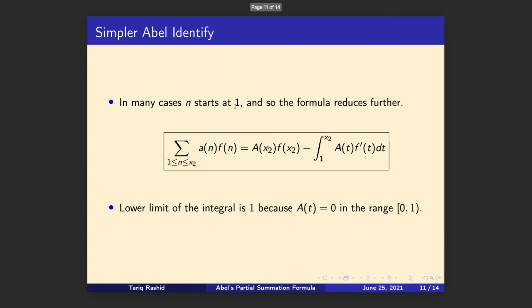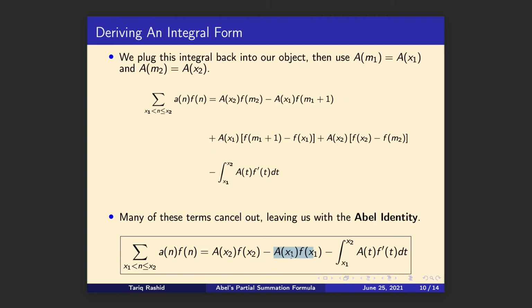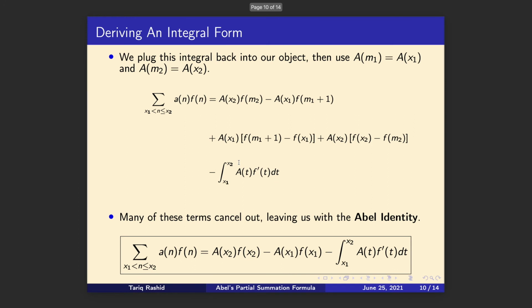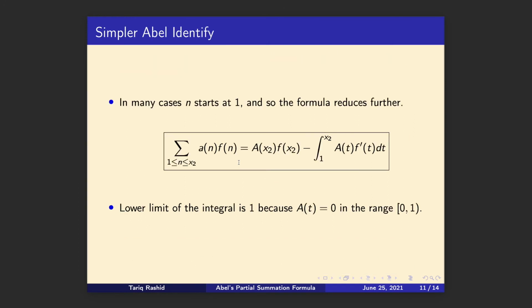So let's write that out and see what it would look like. This term disappears because a of 0 is 0, so we're left with the upper limit. And the reason the bottom limit of the integral is not 0, and is written as 1 often, is because a(t) between 0 and 1, but not including 1, is 0, so you might as well start at 1. So that's helpful. So this is often a more practical, simpler form of this identity, but one is just a special case of the other. So that is the Abel identity.